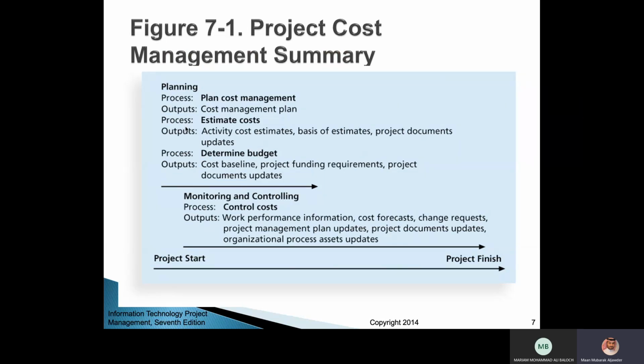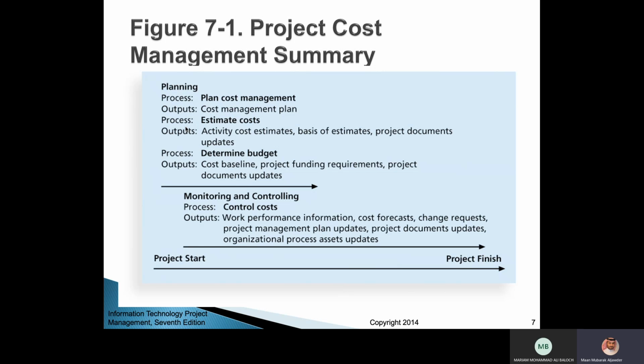This shows a summary of the cost management processes. You can see we have the 4 processes. 3 of them are in the planning and 1 under the monitoring and controlling phase. In planning, the output for the planning of the cost management will be the cost management plan. And as I mentioned earlier in other knowledge areas, this could be a separate document or a part of the project management plan, which is the master plan of the project.